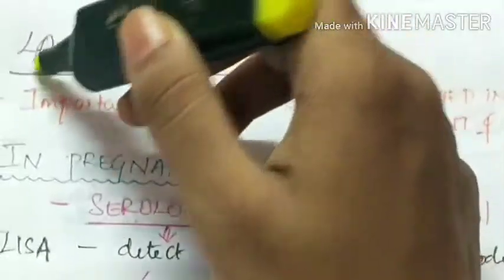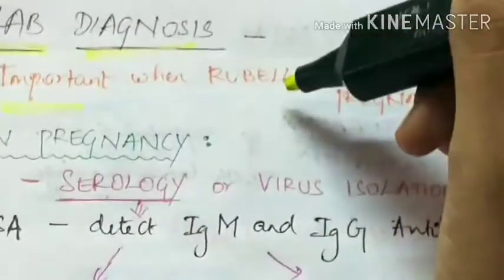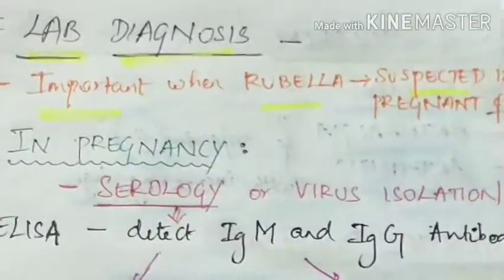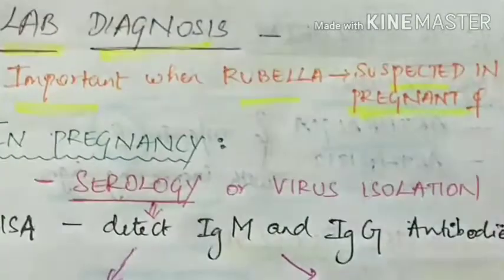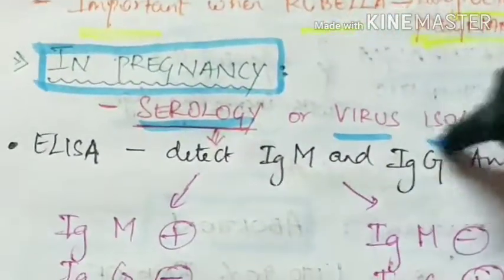Lab diagnosis of rubella. The lab diagnosis is important when rubella is suspected in pregnant females. The lab diagnosis in pregnancy is done by serological methods or virus isolation. First, serology.